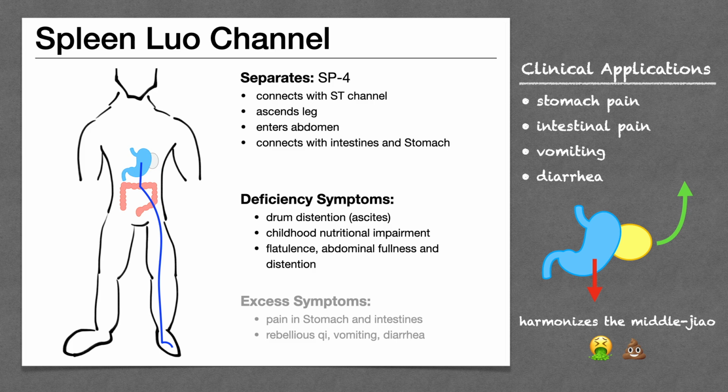If there's deficiency, we might see water accumulation, poor nutrition, or poor digestion. In excess conditions, we might see pain in the stomach and intestines. So when we see rebellious qi and vomiting listed here, that's referring to the stomach failing in its function of down-bearing the qi and down-bearing the food into the small intestine. So even though this is a stomach condition, we can treat it on the spleen channel because this is the low connecting point.